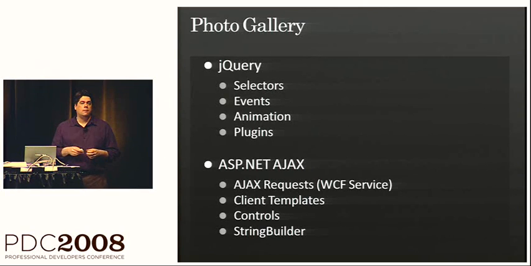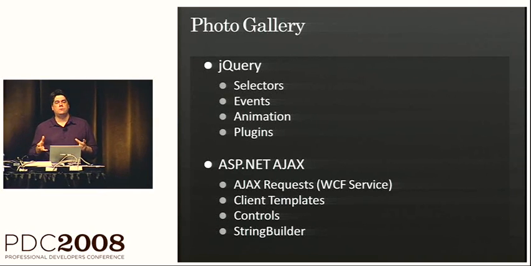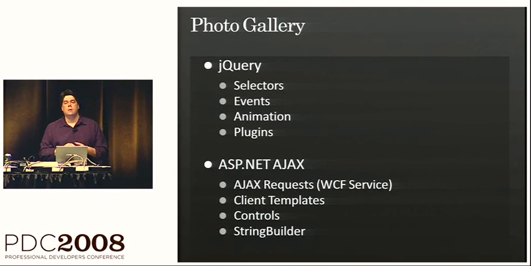We also used a number of features of ASP.NET Ajax. So we used Ajax requests against the WCF service. That's how we were able to get the data back from the server, the list of photos. We used client templates. That's how we were able to lay out each of the photos in such a nice manner. And then we used a client-side control. We used the data view control, and finally we used a string builder before we replaced it with the client template. So we had to use both frameworks to be able to build this AJAX application.